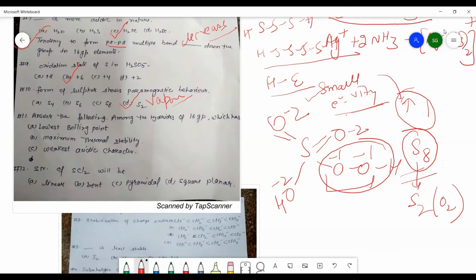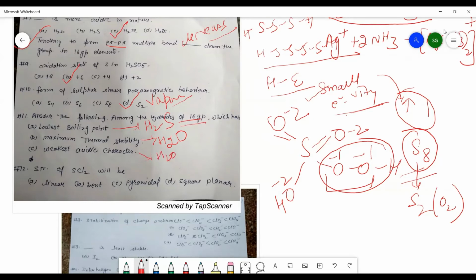Now question number 11. In question number 11, we have 3 short questions which belong to the hydrides of group 16 elements. Which has the lowest boiling point? Yes, you are very much right, that is H2S. Maximum thermal stability is H2O, because of high bond dissociation energy. Weakest acidic character, again is of H2O, because down the group the acidity of the hydrides increases.